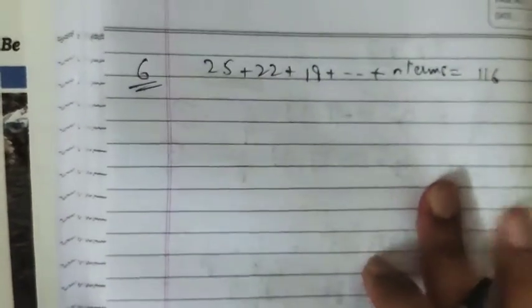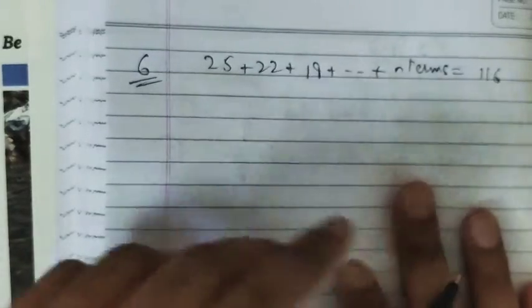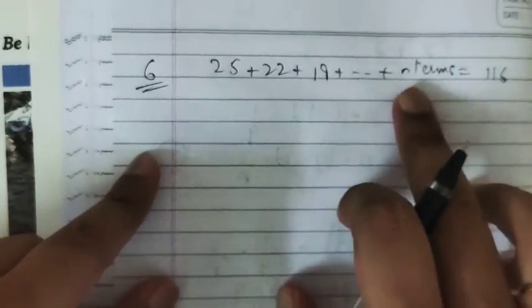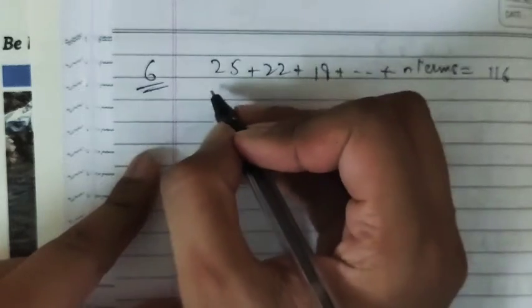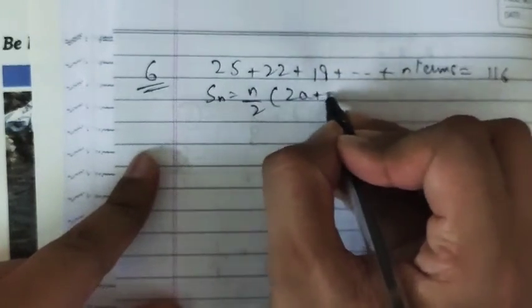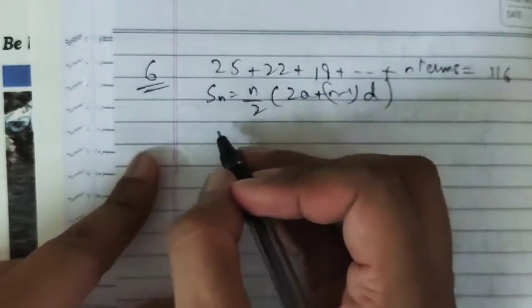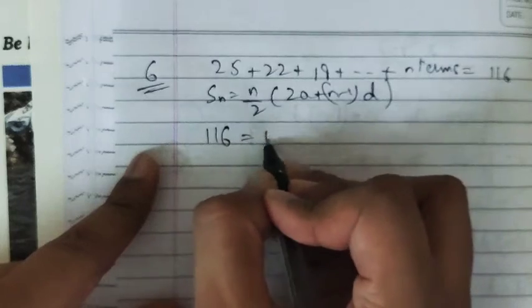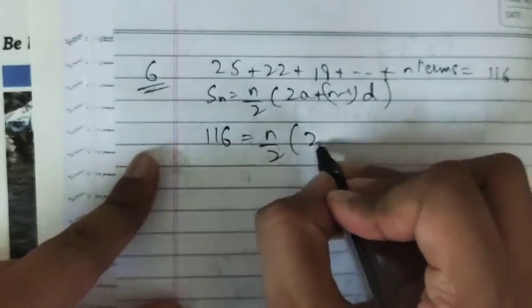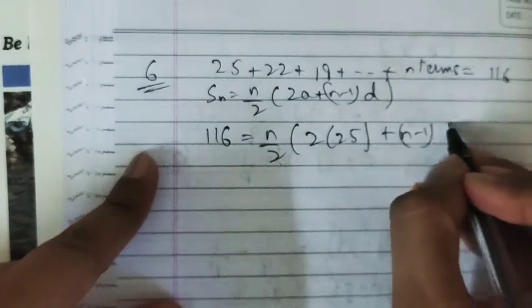Now next is question number 6. So the sum of these terms up to n terms is equal to 116. So we have to determine the nth term, right? So Sn is equal to n by 2, 2a plus (n - 1)d, right? So a value is 25 here, so Sn is 116, n upon 2, 2 bracket 25 plus (n - 1), d value is minus 3.